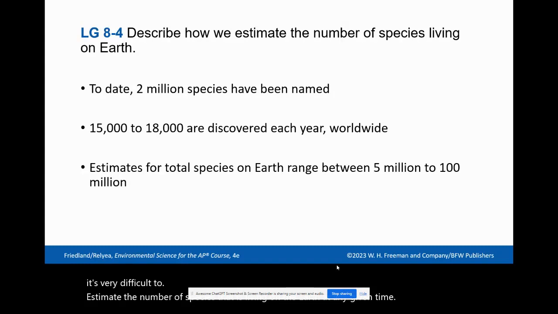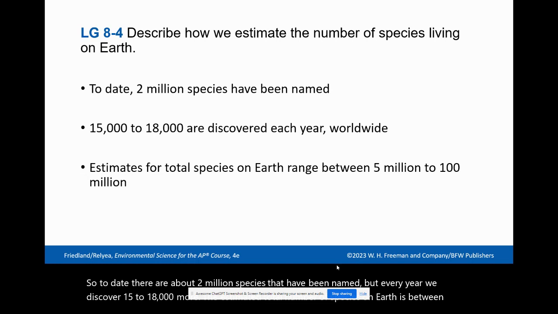So to date, there are about 2 million species that have been named, but every year we discover 15 to 18,000 more. The estimated total number of species on Earth is between 5 million and 100 million. So you can see that is a pretty big range. For as much as we know about the Earth, I think that we also don't know twice as much.